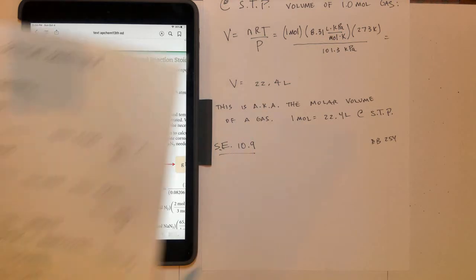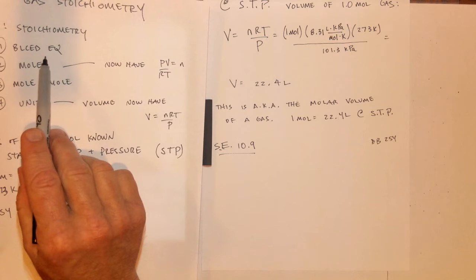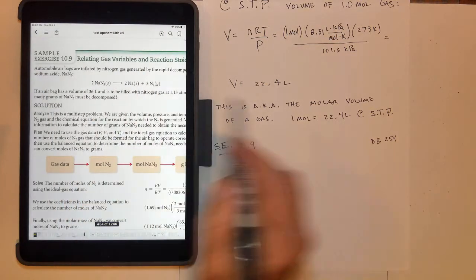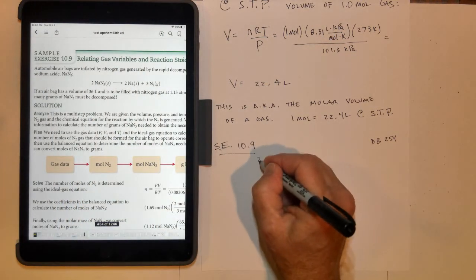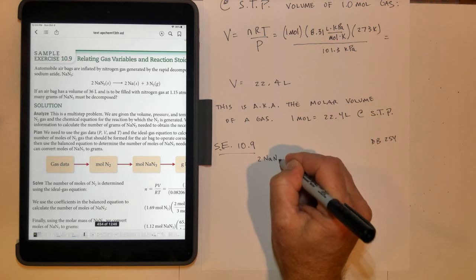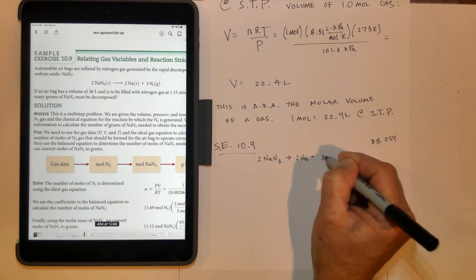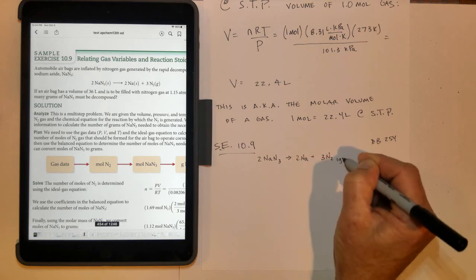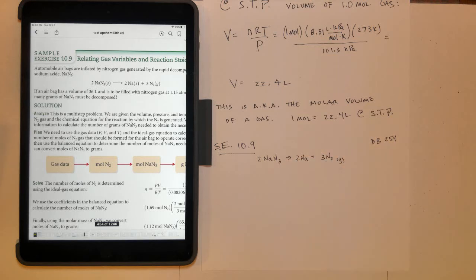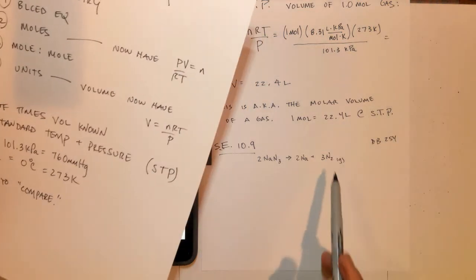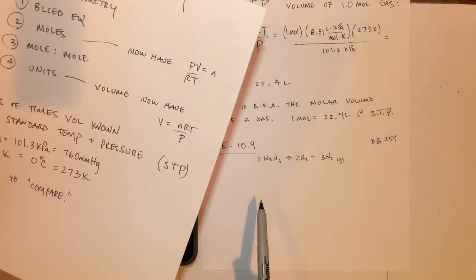The stoichiometry steps say first, balanced chemical equation. So the balanced chemical equation is given to us. I'm going to write it down here at the top. 2NaN3 arrow 2 Na plus 3N2. And this is a gas right here. That's the gas we're going to end up wanting to know. We know this, and we want to find out this mass from it.